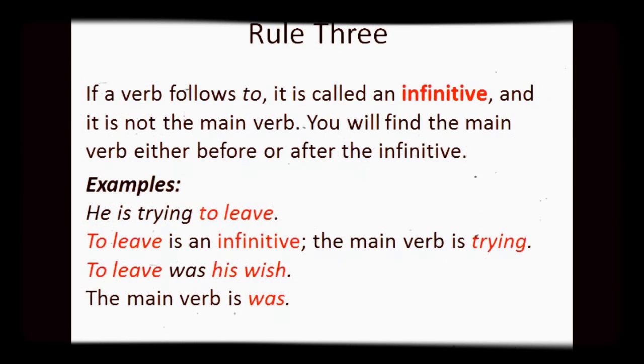Rule number 3. If a verb follows to, it is called an infinitive, and it is not the main verb. You will find the main verb either before or after the infinitive. So in the first example, it is after the main verb. He is trying to leave. To leave is an infinitive. The main verb is trying.